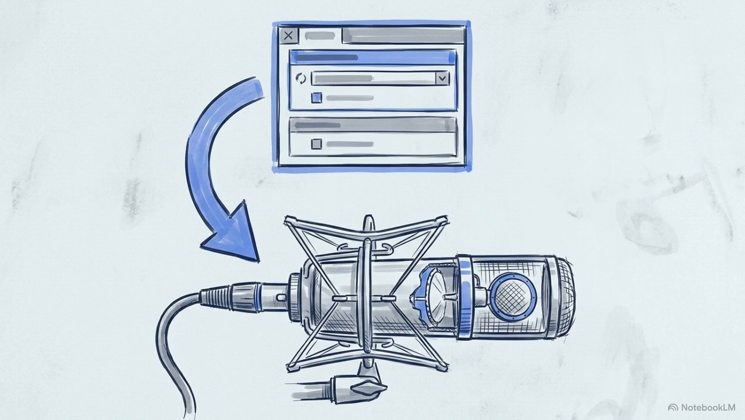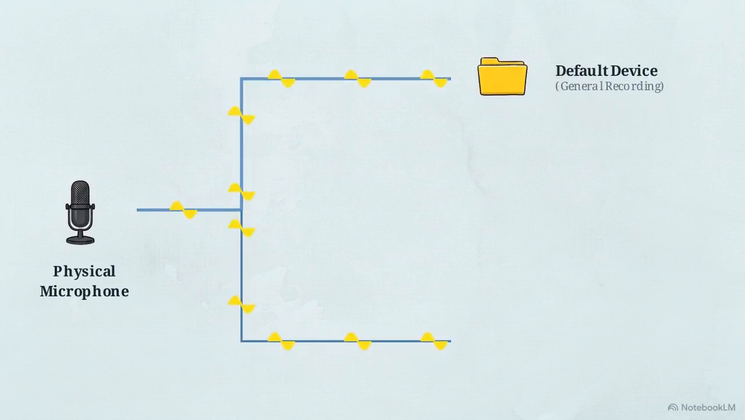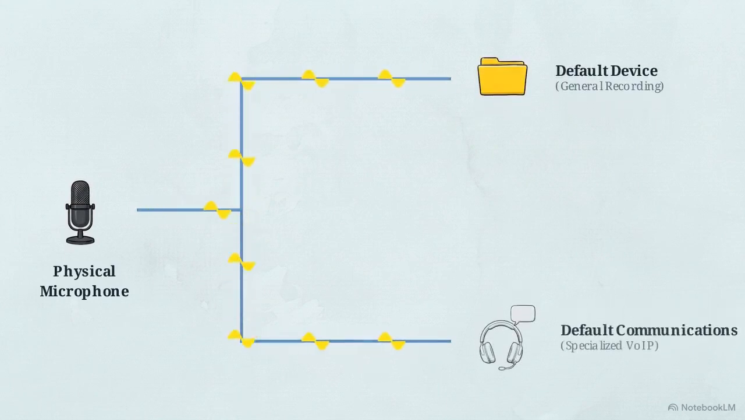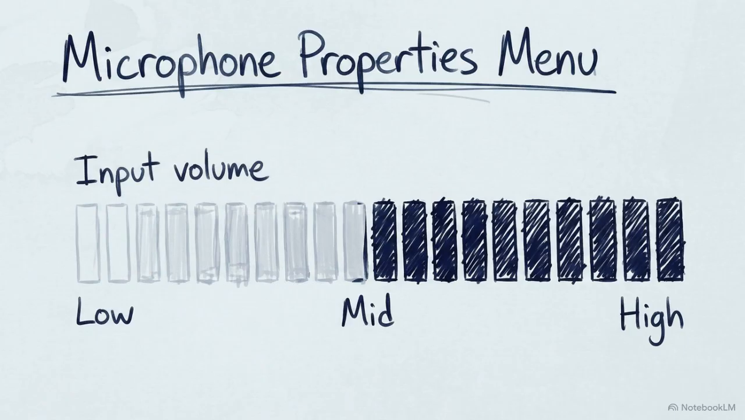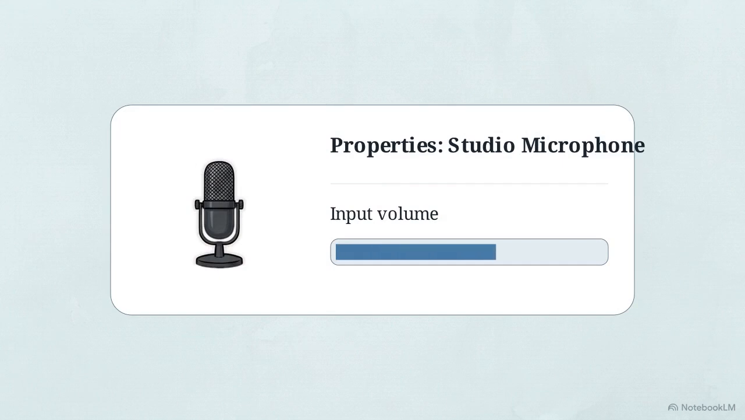Now that the output is secure, navigate back to the main sound menu and locate the Input section to configure your microphone. The exact same bifurcation rules apply here. Select your preferred microphone and assign its default status for either general recording or specialized communications. This is the Microphone Properties menu, featuring an active diagnostic tool, the horizontal input volume meter and slider. Perform a live vocal test by speaking at your normal volume.